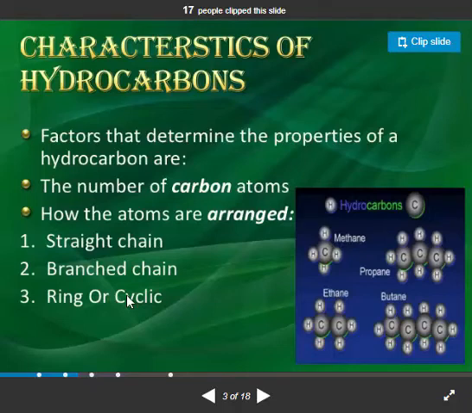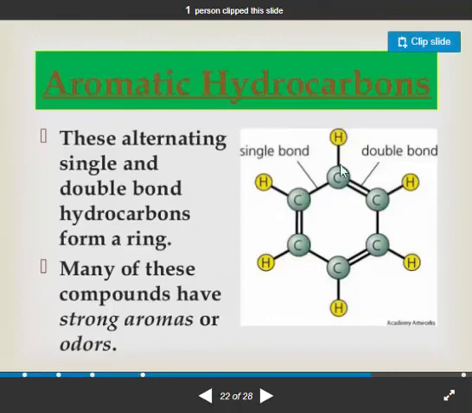So of the organic compounds that are in the form of a ring, here we only talk about benzene because it's one of the most important ones, and it's one of the aromatic hydrocarbons. Here is one of the aromatic hydrocarbons. This is benzene. Okay, it is one of the strongest types of aromatic hydrocarbons. It's the most famous. Most of the aromatic hydrocarbons have strong aromas, they have a specific smell.